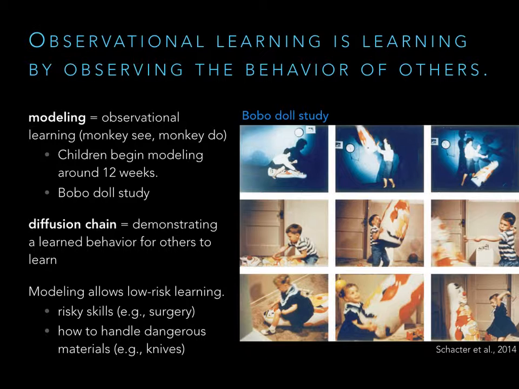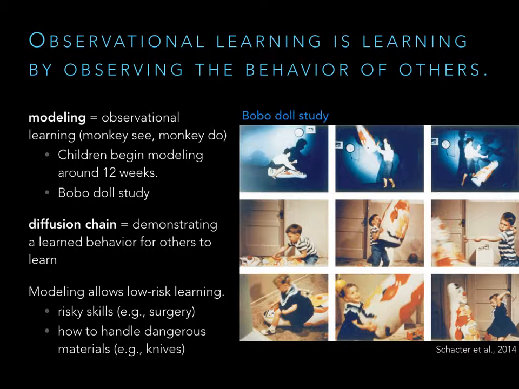We can also teach others after we've learned through observational learning. So we create what we call a diffusion chain, where after you learn a behavior, you then demonstrate it for others to learn. And this is how knowledge can get passed down. It's just a term that people have ascribed to this very simple concept. Once you learn something, you can teach someone else. That's all a diffusion chain is saying.